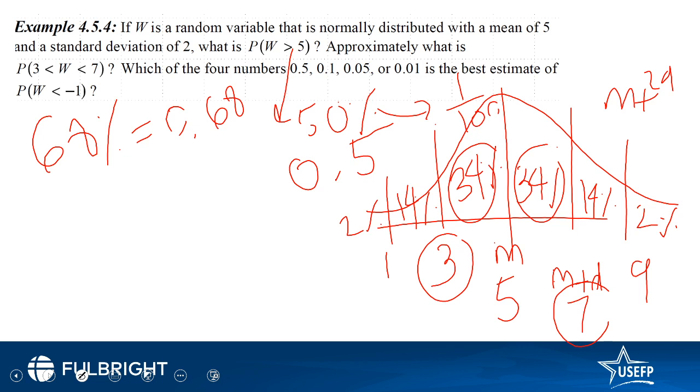So here we have the number 1. What is the probability that it is less than -1? So the probability that it is less than 1 is 0.02. So now it is even less than 1, which is -1. So which of the above numbers is less than 0.02? There is only one number, which is 0.01. So this is the correct answer.